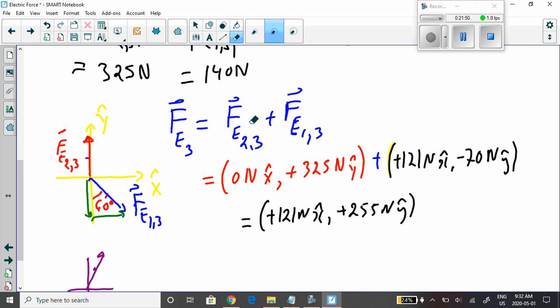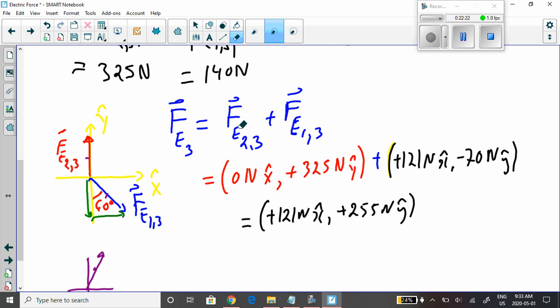But we just can't add 325 and 140 and say, that's the answer, 465. Nope, we can't. We're adding vectors. I know when I add vectors, I like to use components. So what we have to do is break down each of these electric force vectors into their components. So let's do the first one.